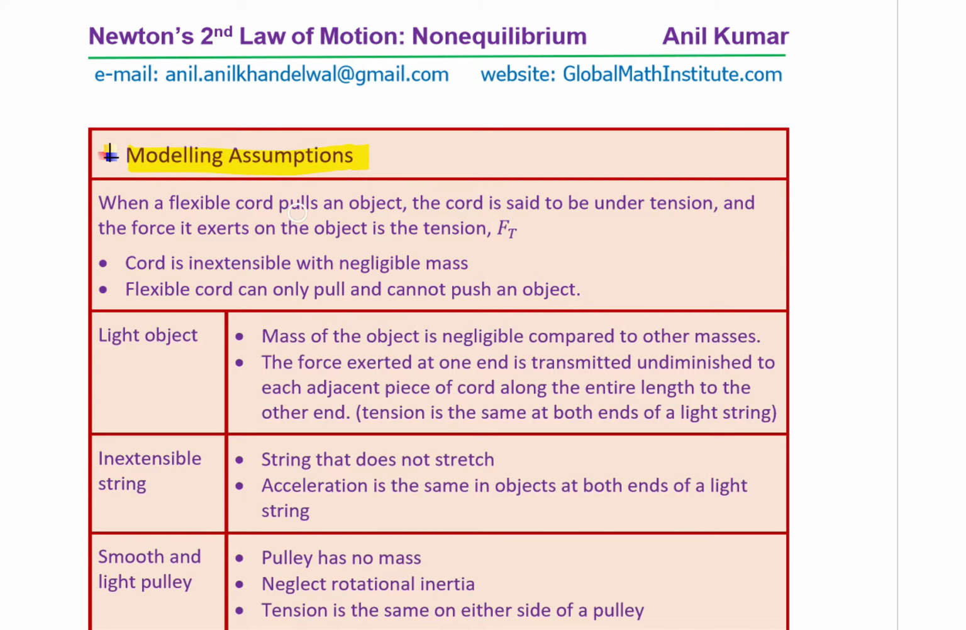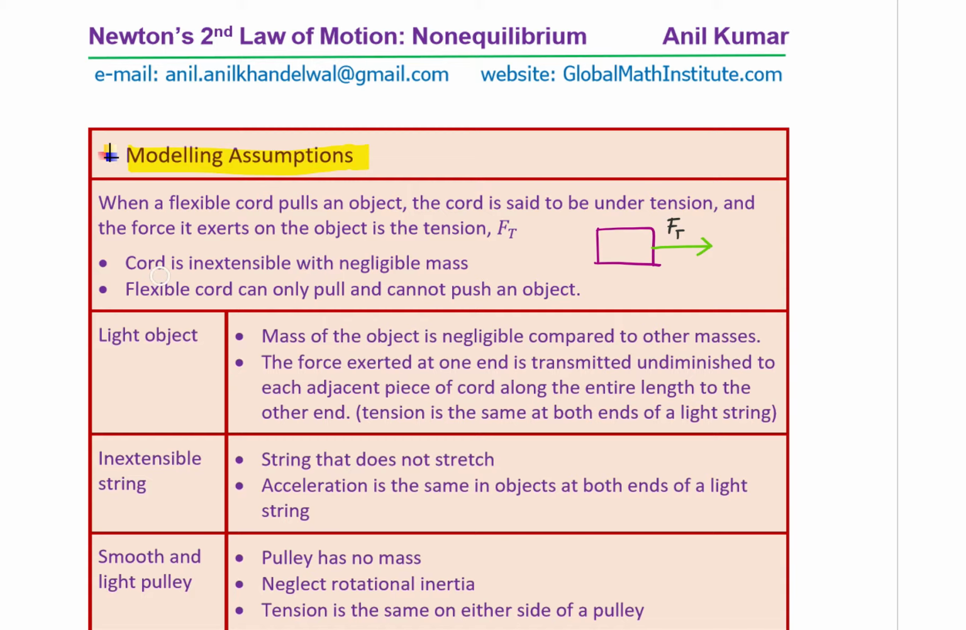When a flexible cord pulls an object, the cord is said to be under tension, right? And the force it exerts on the object is the tension Ft. So, what I'm trying to say here is that if I have this object here and it is being pulled by a cord, let's say like this, correct? So, in that case, there is a tension in this, right? So I'm calling this tension the force of tension T, correct? Now this tension acts in the opposite direction. We'll understand this also. So the cord is inextensible with negligible mass.